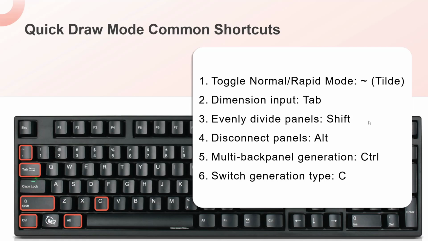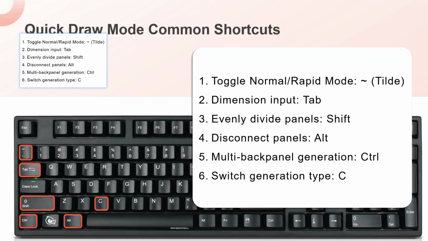And third is the Shift key. You can use this one to evenly divide the panel. And the fourth is the Alt key, and use this to disconnect the panel. The fifth is the Control key. You can use this one to generate multiple back panels. And the last is the C key on your keyboard, which is to switch the generation type. Like when you're creating a shelf, you can hit the C key to change, like whether you want the fixed shelf or the adjustable shelf.